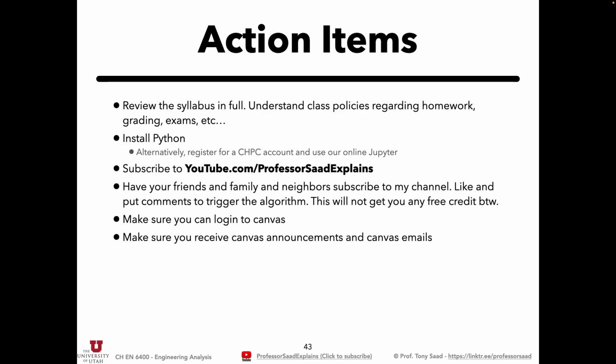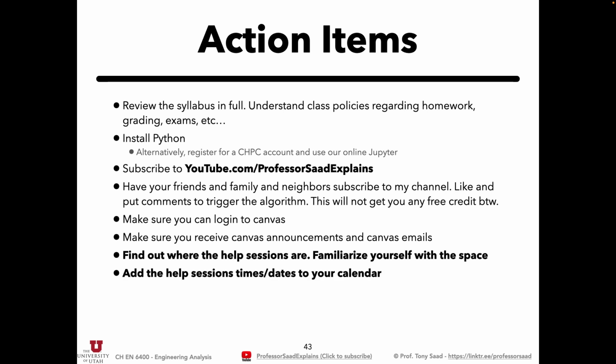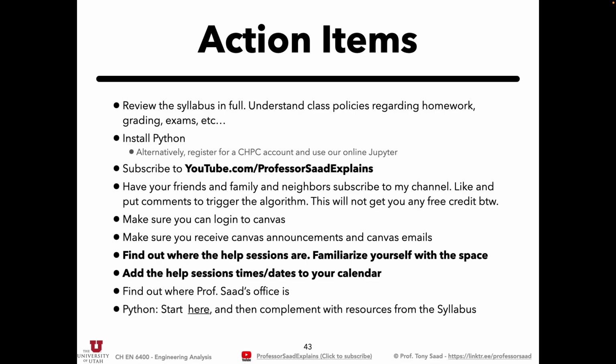Make sure you can log into Canvas. Make sure you receive Canvas announcements and Canvas emails. So I send announcements. Make sure you get an alert when there's an announcement about something. Find out where the help sessions are. We're still waiting for the poll to finish by Friday. So we will announce this, and familiarize yourself. Most of you are familiar with the space, but make sure you know where my office is. We'll eventually add the help sessions to your calendar. Find out where my office is, just kind of walk by. If my door is open, just come on in. And for Python, start with this link. It will be also on your first assignment.